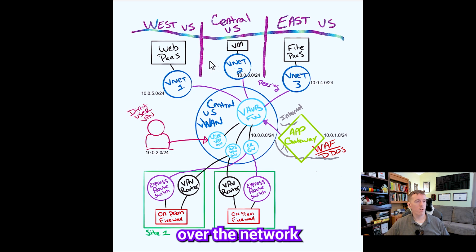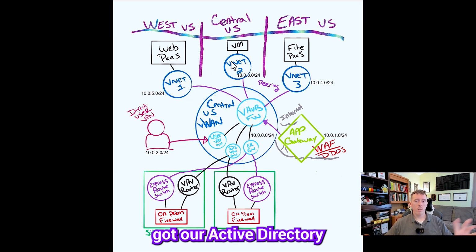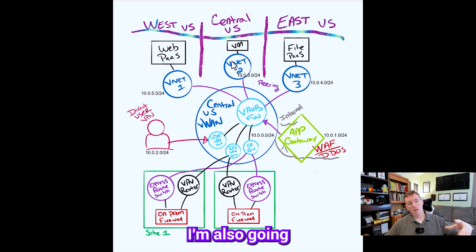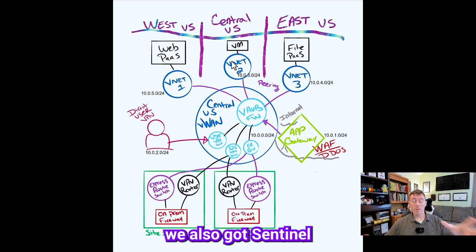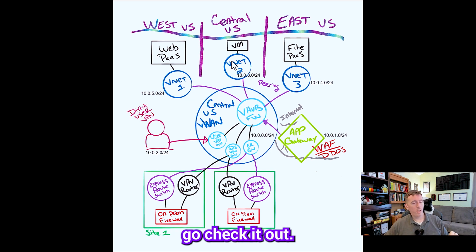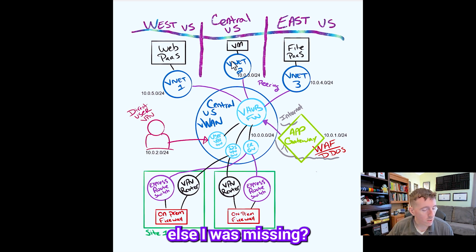In Central US, we got our Active Directory service built up. We also got Sentinel built up, another PaaS service. Forgot about that. We got Sentinel stood up. If you haven't seen that video, go check it out. We got Active Directory. We're going to install Key Vault here. And then we're going to install file services over here on the right. And was there anything else I was missing?